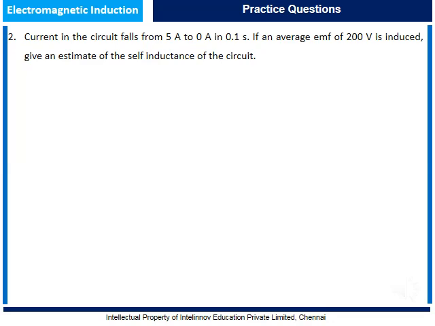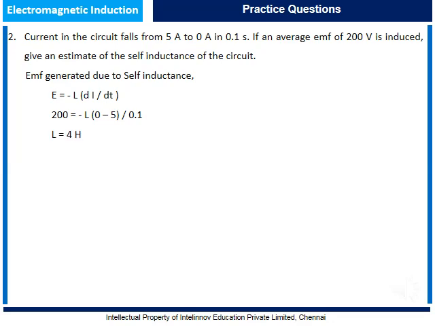Here we know the EMF generated due to self-inductance E is equal to minus L di by dt. di is nothing but the change in current, with respect to time. Thus di is 0 minus 5 and dt is 0.1 seconds. On calculation we get L equal to 4 Henry.